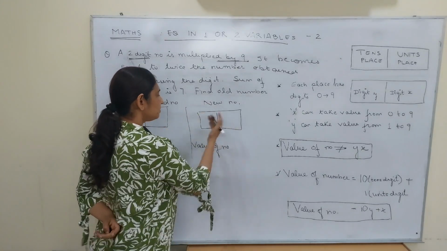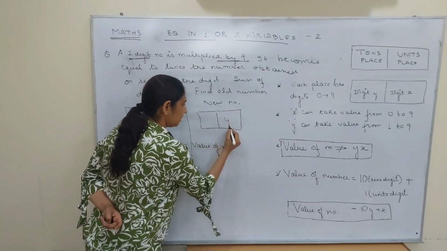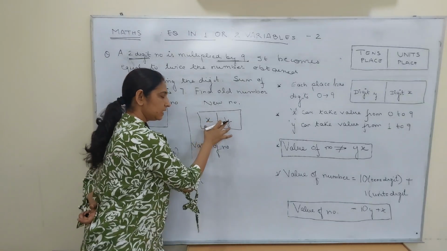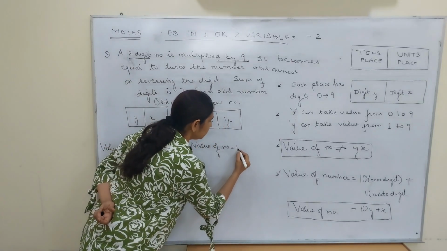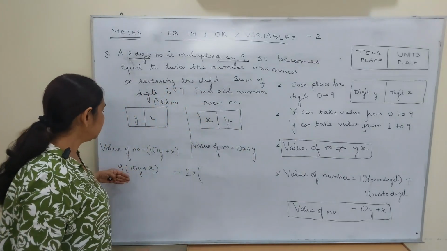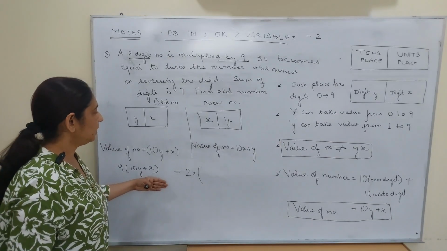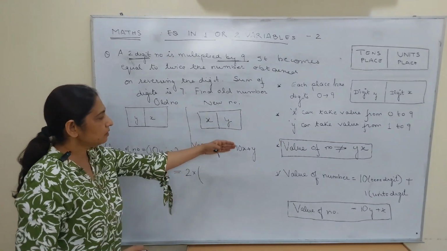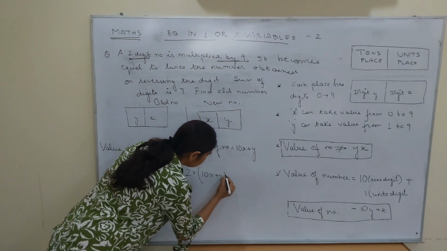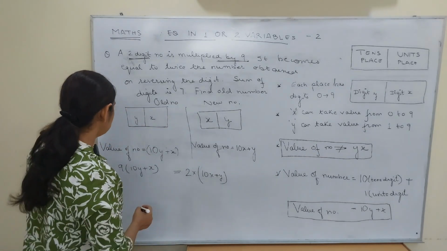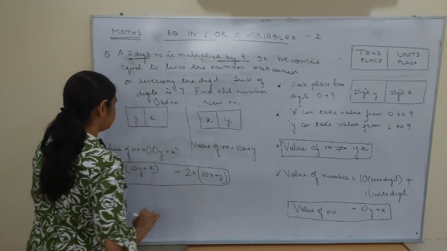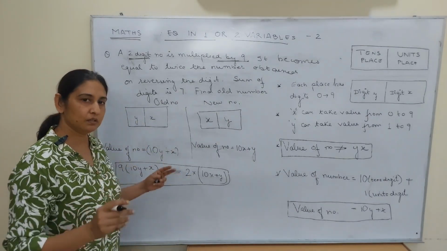Let's start from here. They reverse the digits, meaning y has come here and x has come here. They have interchanged their positions. Once they interchange the positions, what is the value of the number? The number becomes this. So 9 times this old number has become equal to 2 times the new number. That's all that is given. So this forms one equation. You can simplify and have an equation in 2 variables.